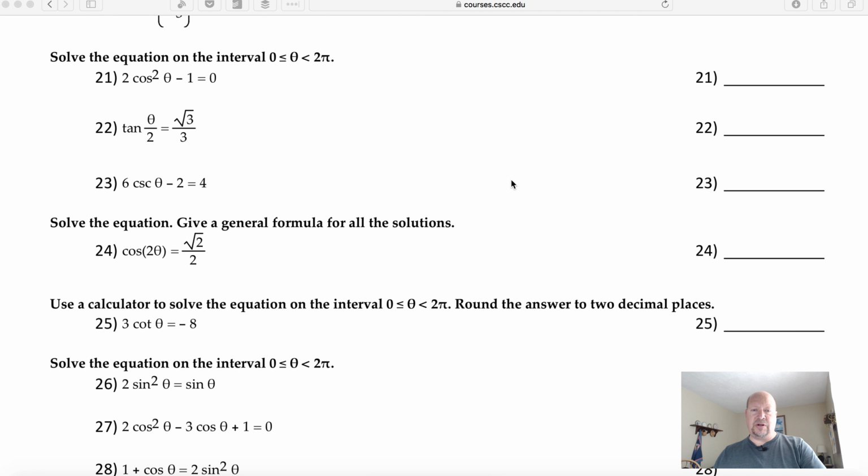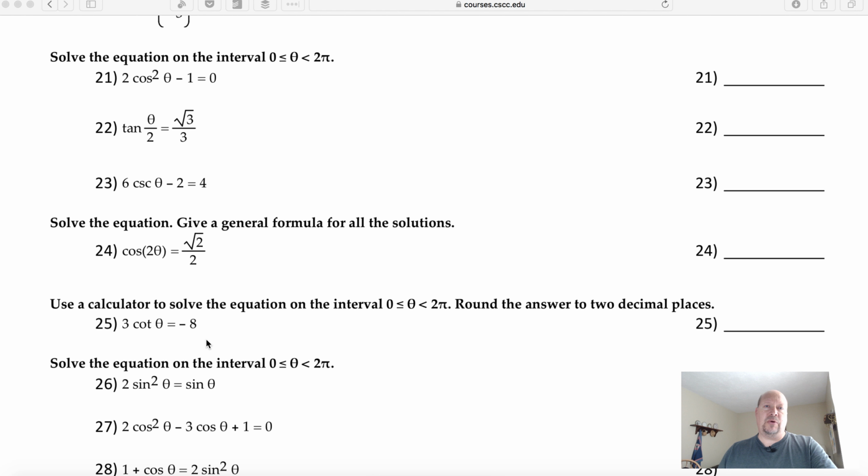Okay, this video is just going to show you real quickly how to solve a trig equation using the calculator. There's an example of this on the review sheet here. Number 25 says use a calculator to solve the equation on the interval between 0 and 2 pi. Round the answers to 2 decimal places. So this particular equation is 3 cotangent theta equals -8.